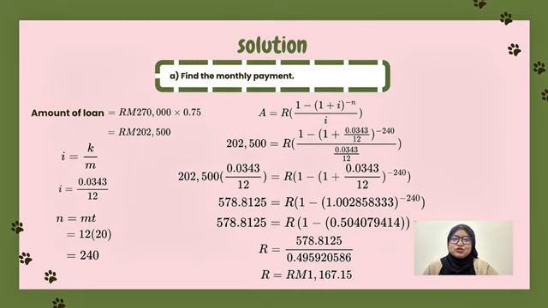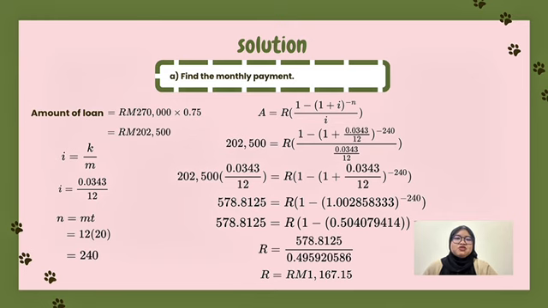So for part B question 2, for question A, first we need to find the remaining amount of loan, which is 270,000 ringgit times 0.75 equals to 202,500 ringgit. And then for I, we will get 0.0343 over 12, and then N equals to 12 times 20 equals to 240. And then we use the present value formula, which is A equals to R bracket 1 minus bracket 1 plus I bracket to the power of negative N over I bracket. We will put the values given into the formula, and then we will get R equals to 1,167 ringgit 15 cents.